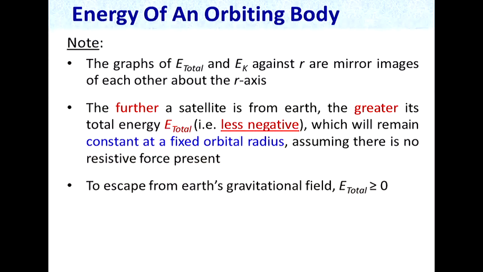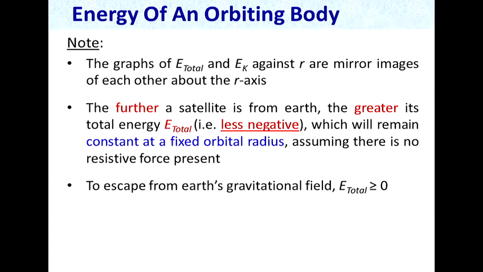Now we learned earlier in escape velocity that if you want to escape from Earth's gravitational field, the total energy possessed by the object must be greater than or equal to 0. Because when you reach infinity, your GPE is 0. Your KE must minimally be 0. It can be greater, but it cannot be less. So therefore, the minimum total energy a body must have to go to infinity is 0.